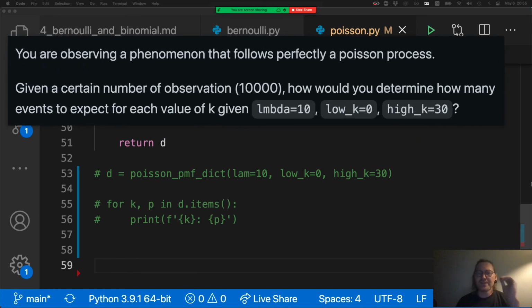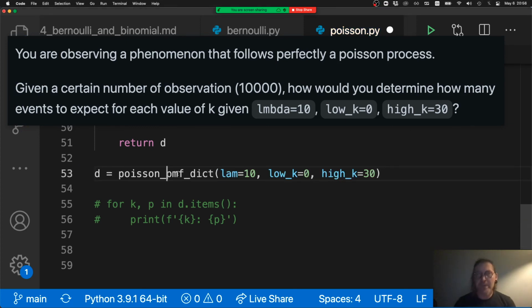So, let's say there's a phenomenon out there in the universe, and we're observing it, and it follows perfectly a Poisson process. Let's say that exists. Let's say we take 10,000 observations. How many events would we expect for each value of k? How would we determine that? And this will seem obvious once I describe it, okay?